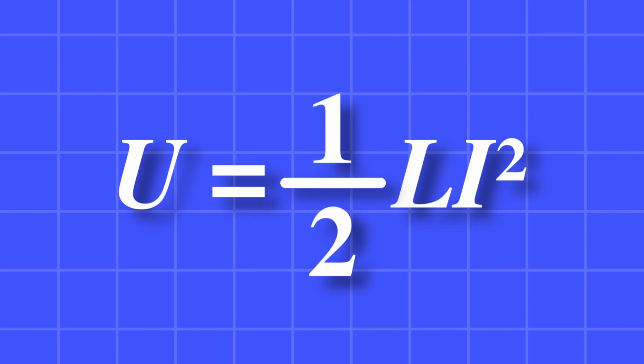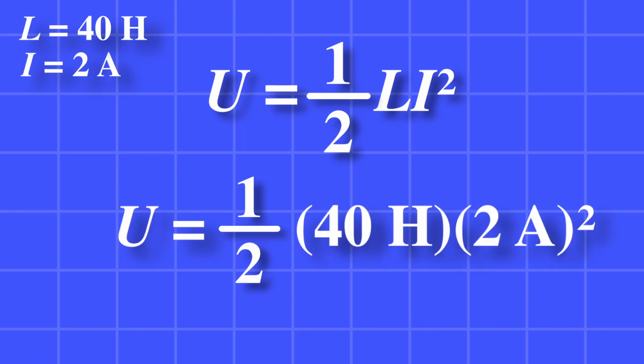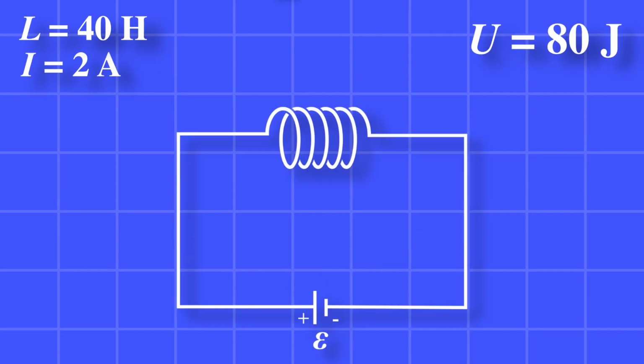For example, L equals 40 henries, I equals 2 amperes. Energy equals 1/2 LI², 1/2 times 40 times 2 squared, which gives 80 joules. The coil's field holds 80 joules at that current.